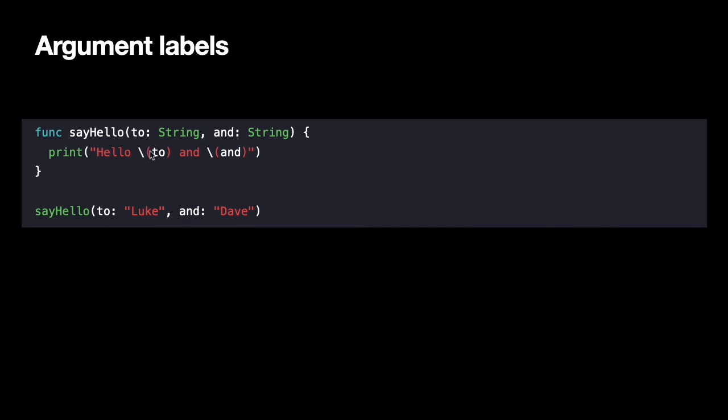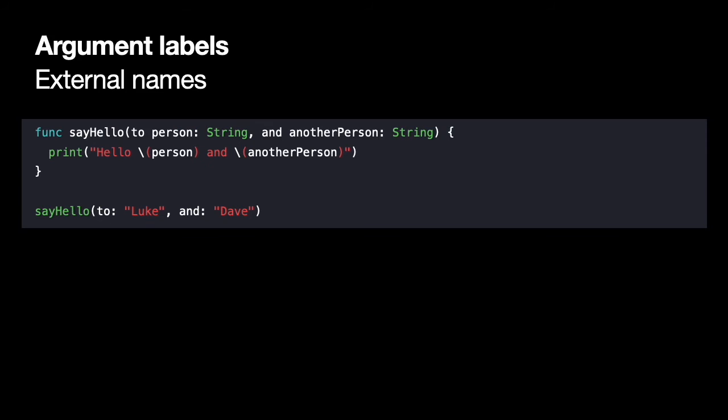However, if we use those same labels inside the function, then we would have a parameter name "to" and a parameter name "and", and it's not clear what that means. We like our labels to be self-documenting both inside and outside the function, and having the ability to have different names inside or outside the function for the same parameter is a good idea. Here is how we can implement a function where we have a different argument label, which is an external name, versus the parameter name, which is the internal name.